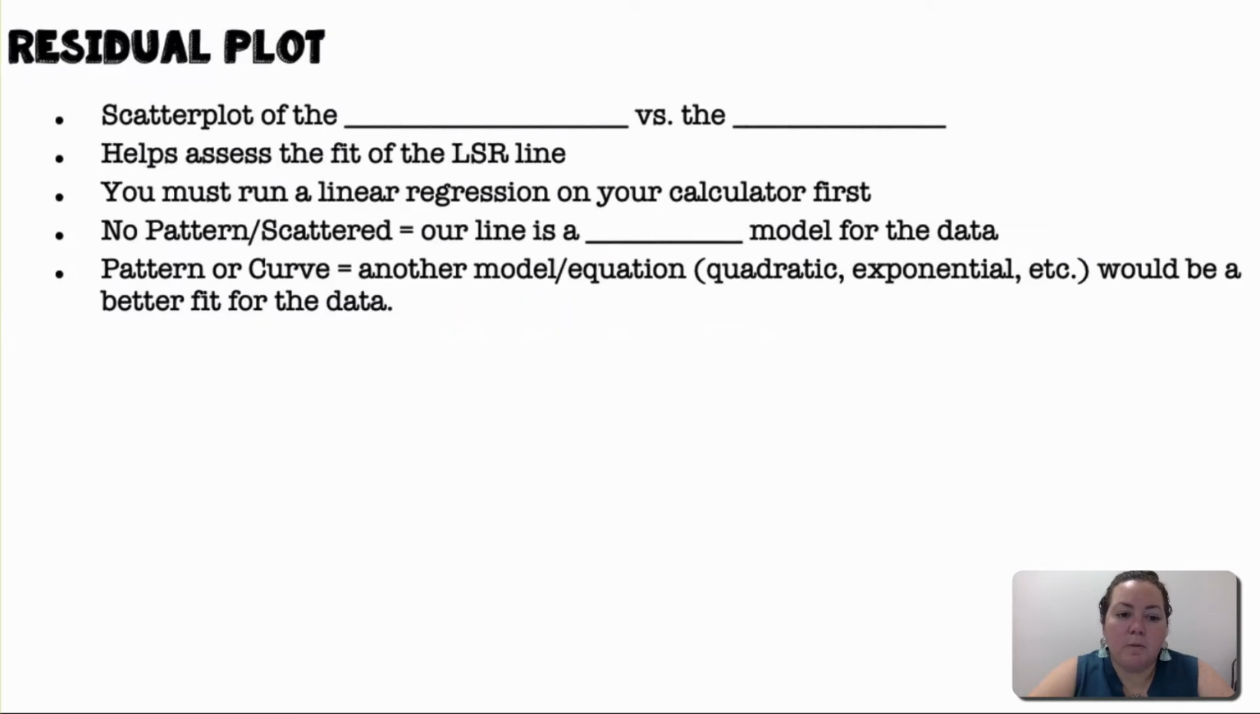Residual plots are a scatter plot of the x variable versus the residual. It helps us assess the fit of the least squares regression line. You must run a linear regression on your calculator first in order for your calculator to make a list of the residuals. It will do it automatically as soon as you run a linear regression.